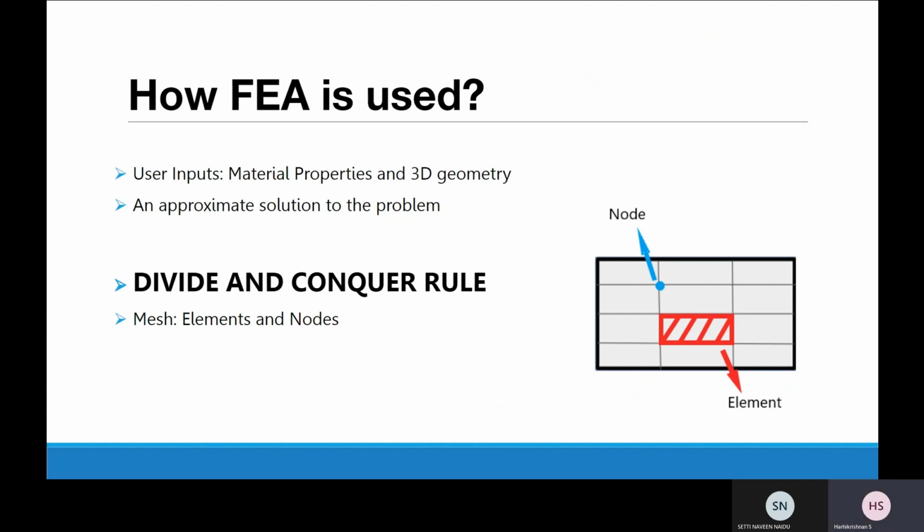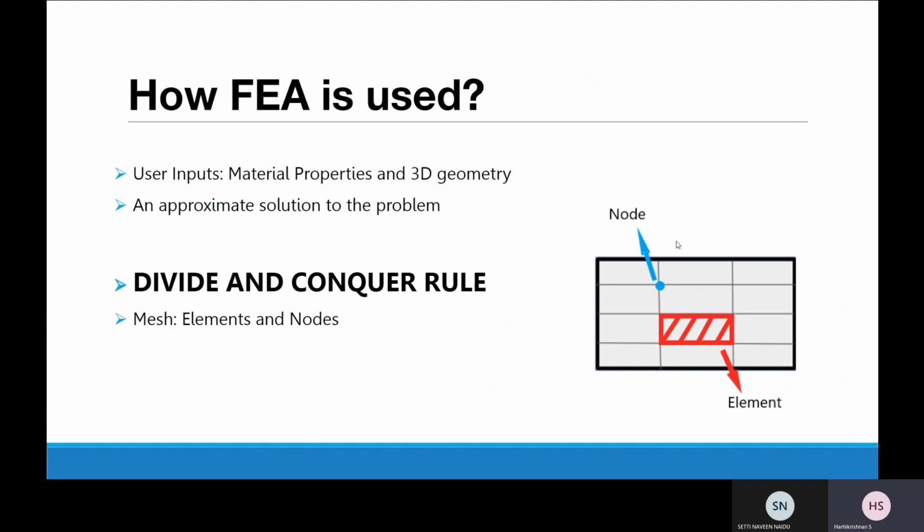The analysis works with a simple but powerful principle called the divide and conquer rule, or divide and conquer method. To make a precise simulation, the whole geometry is dissected into up to millions of small elements that together form the shape of the structure. We call this a mesh. And the mesh comprises elements and nodes.